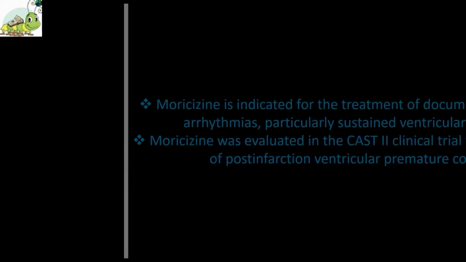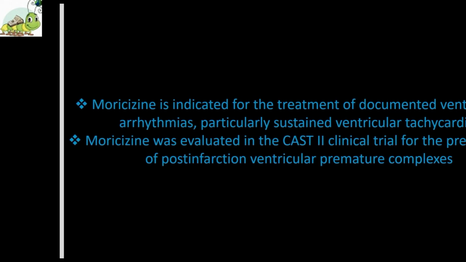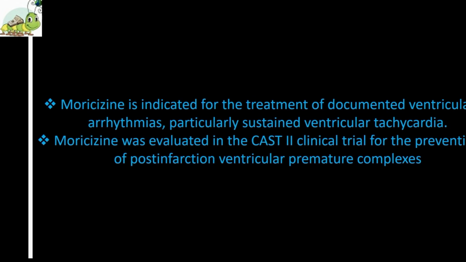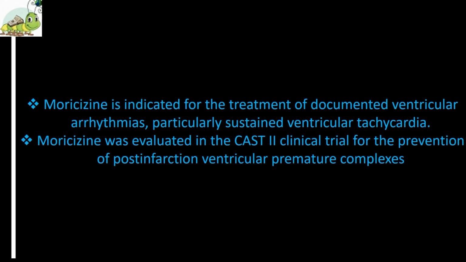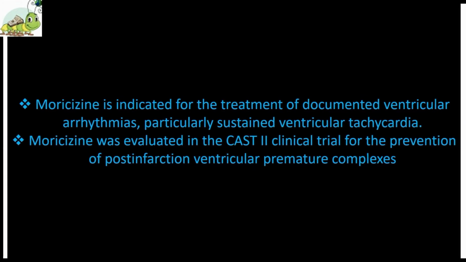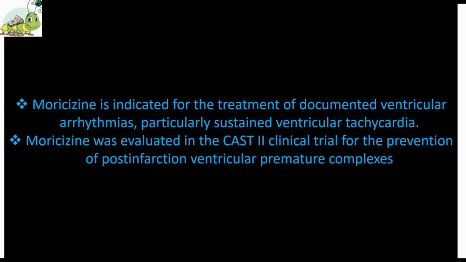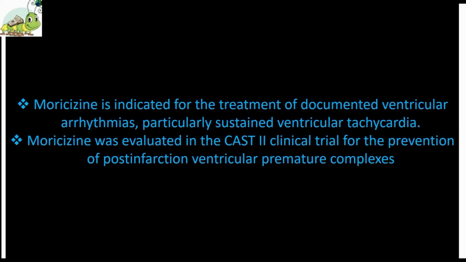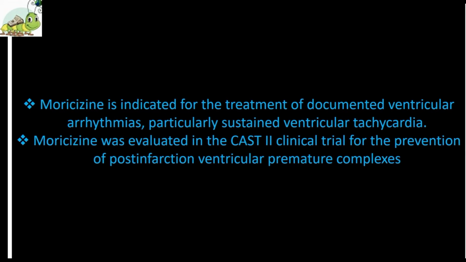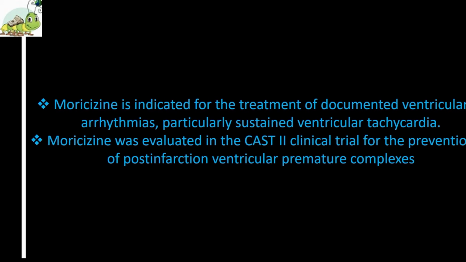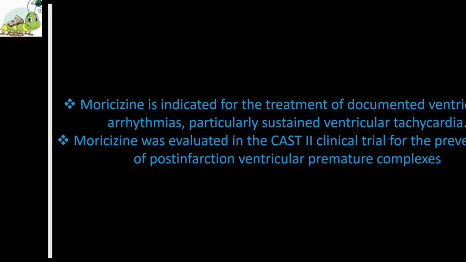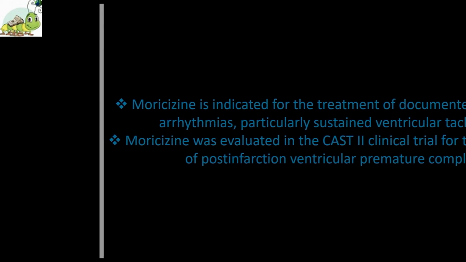The clinical uses. Morphine is indicated for the treatment of documented ventricular arrhythmias, particularly sustained ventricular tachycardia. Morphine was evaluated in the CAST-2 clinical trial for the prevention of post-infarction ventricular premature complexes. It was ineffective and found to be pro-arrhythmic. Patients in the morphine arm of the trial exhibited a greater incidence of sudden cardiac death than did controls.